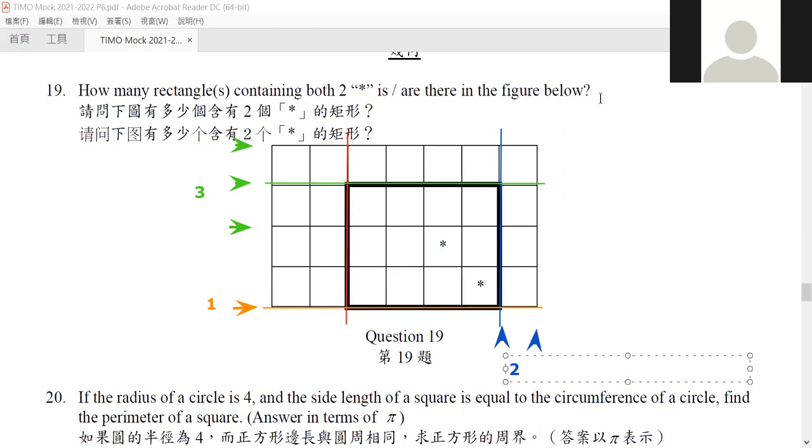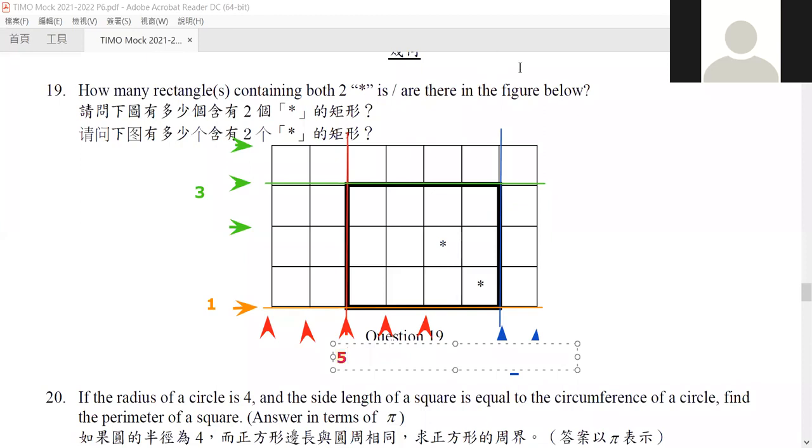Okay. Finally, let us look at the left side. For our left side, it must be on the left of all the stars, which is 1, 2, 3, 4, 5. So there are 5 different positions for this.